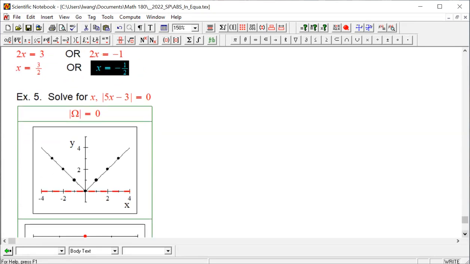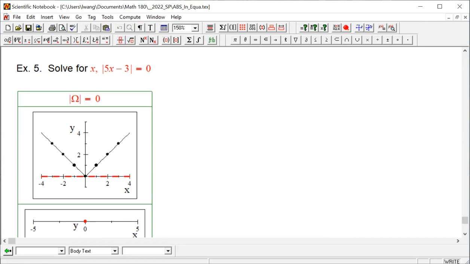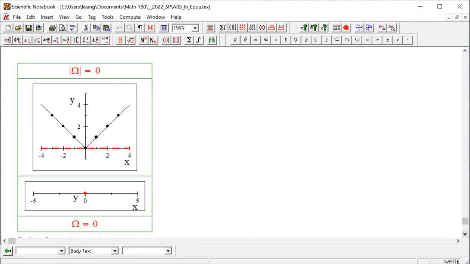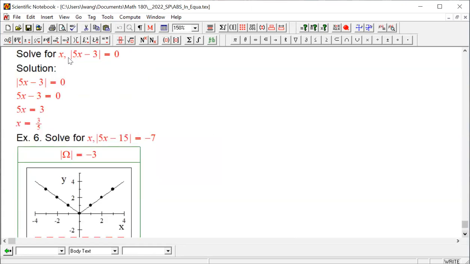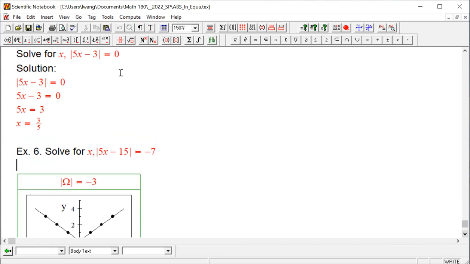The second one, which model does it fit? Example number 5, we treat this as omega. If the absolute value of omega is 0, then omega must be 0. So we follow this model. From the absolute value of 5x minus 3 equals 0, 5x minus 3 must be 0. Therefore, x is 3/5. Just one solution.